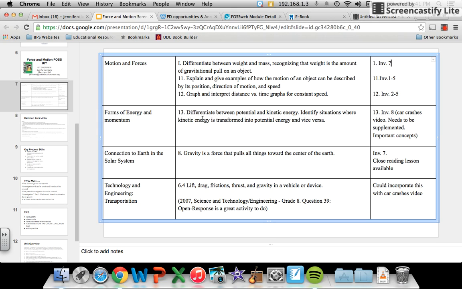And then finally, technology and engineering. That's the strand we tend to forget about, but we really shouldn't. One of the standards is that students understand lift, drag, friction, thrust, and gravity in a vehicle or device. And there's a really great opportunity for you to incorporate this into the force and motion unit.